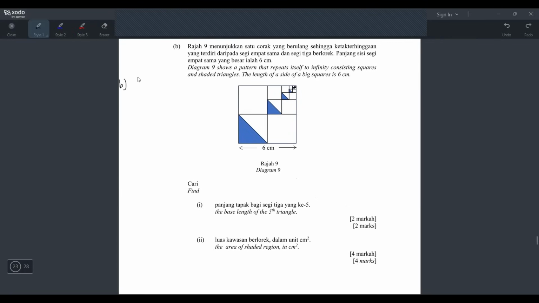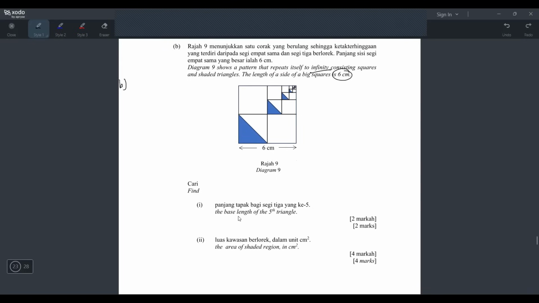Okay, B question. Let's read. Diagram 9 shows a pattern that repeats itself to infinity, so you just keep on repeating until infinity, consisting of squares and shaded red triangles. These are all squares, so this must be 6 also, and this is also a square. Inside this one also consists of a square, so everything is square here. So I can get 3, 3, 3, 3, and then the next square will be half of it, I guess. But okay, let's read first. The length of the side of the big square is 6 cm.